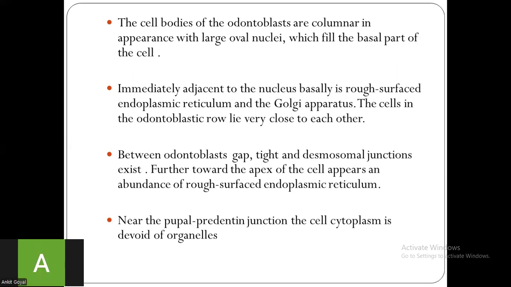The cell bodies of odontoblasts are columnar in appearance with large oval nuclei which fill the basal part of the cell. Immediately adjacent to the nuclei are the rough surface endoplasmic reticulum and Golgi apparatus. The cells in the odontoblastic row lie very close to each other. Between the odontoblasts, tight and desmosomal junctions exist. Further toward the apex of the cells, there is evidence of rough surface endoplasmic reticulum. Near the pulp-predentin junction, the cell's cytoplasm is devoid of organelles.